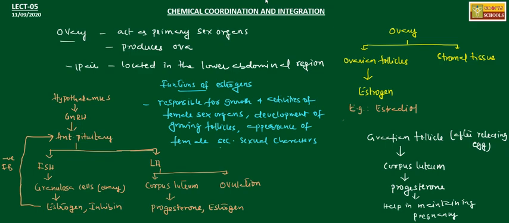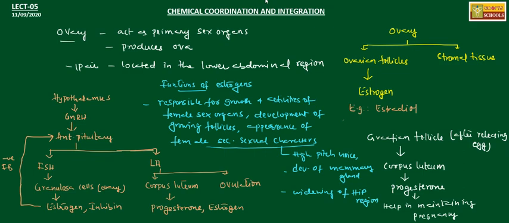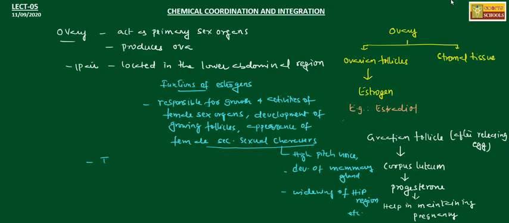So these female secondary sexual characters will include high pitch voice, and then development of mammary glands, widening of hip region, etc., are some secondary sexual characters seen in case of females. Those are all produced due to effect of estrogens. Then estrogens also regulate the female sexual behavior.